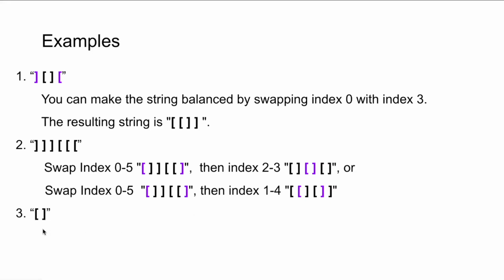In example 3, the given string is already balanced. No need to swap anything, so the answer is 0. So how to solve this problem?